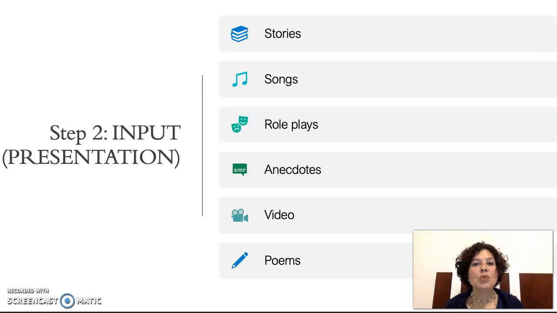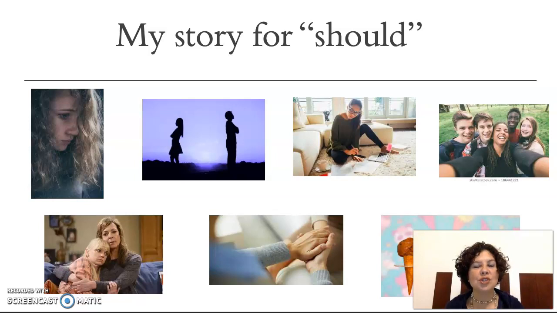For example, you want to work with a song because you're using simple past. You can use the song by John Lennon, Yesterday. Why? Because it's full of examples that use verbs in simple past. In this case, I will be using a story for should. This is my story for should, teachers. I created the story. I added some pictures here, as you can see, to make it more visual for my students so they remember more easily. Well, this is my story.